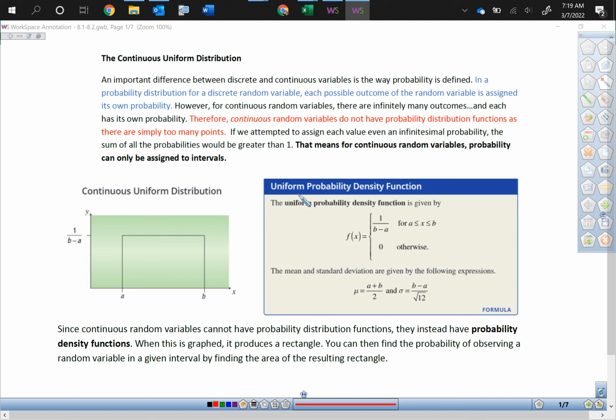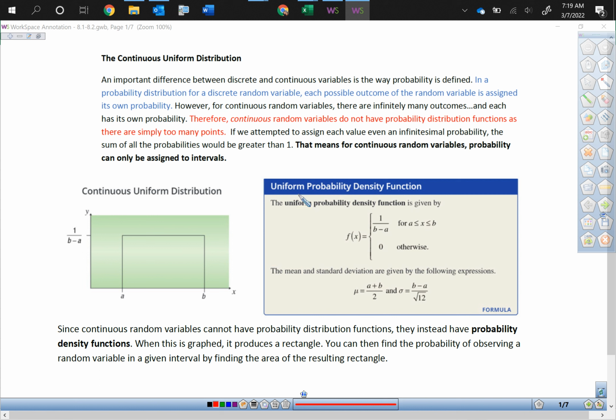But in a probability distribution for a discrete random variable, each possible outcome of the random variable is assigned its own probability. However, if we did that for continuous random variables, it wouldn't work because there are infinitely many outcomes and each one has its own probability. So for discrete, it's counted. We can take each one of those values and we can assign it a probability. But for continuous, there is absolutely no way that could happen.